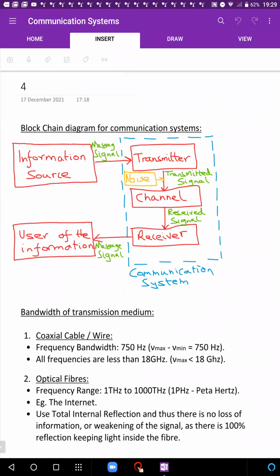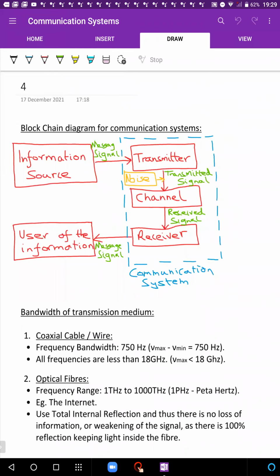Now, this is the block diagram for communication systems. Okay, so it gives you an idea of how things flow. So first you have your information source. Like for instance, right now my information source is me, my voice. So my voice is first being picked up by my phone. My phone is then converting that voice using a transducer into a voltage signal. Okay, so that is my message signal. That message signal is then by the transmitter converted into a radio wave, and that is the transmitted signal.